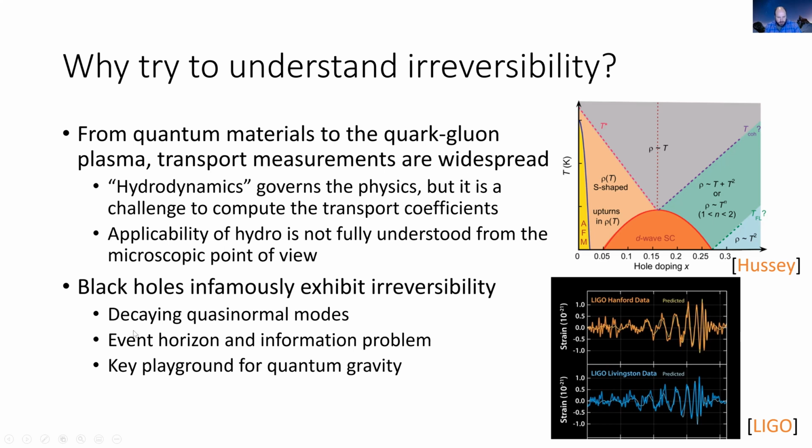And these quasi-normal modes, the event horizon, the information problem, these are all, again, manifestations of apparent irreversibility in this system, right? And although we don't really have access to the quantum dynamics of black holes yet experimentally, it is a key playground conceptually for thinking about puzzles of quantum gravity. And so here too, I'd say we'd like to understand much more deeply how irreversibility arises.